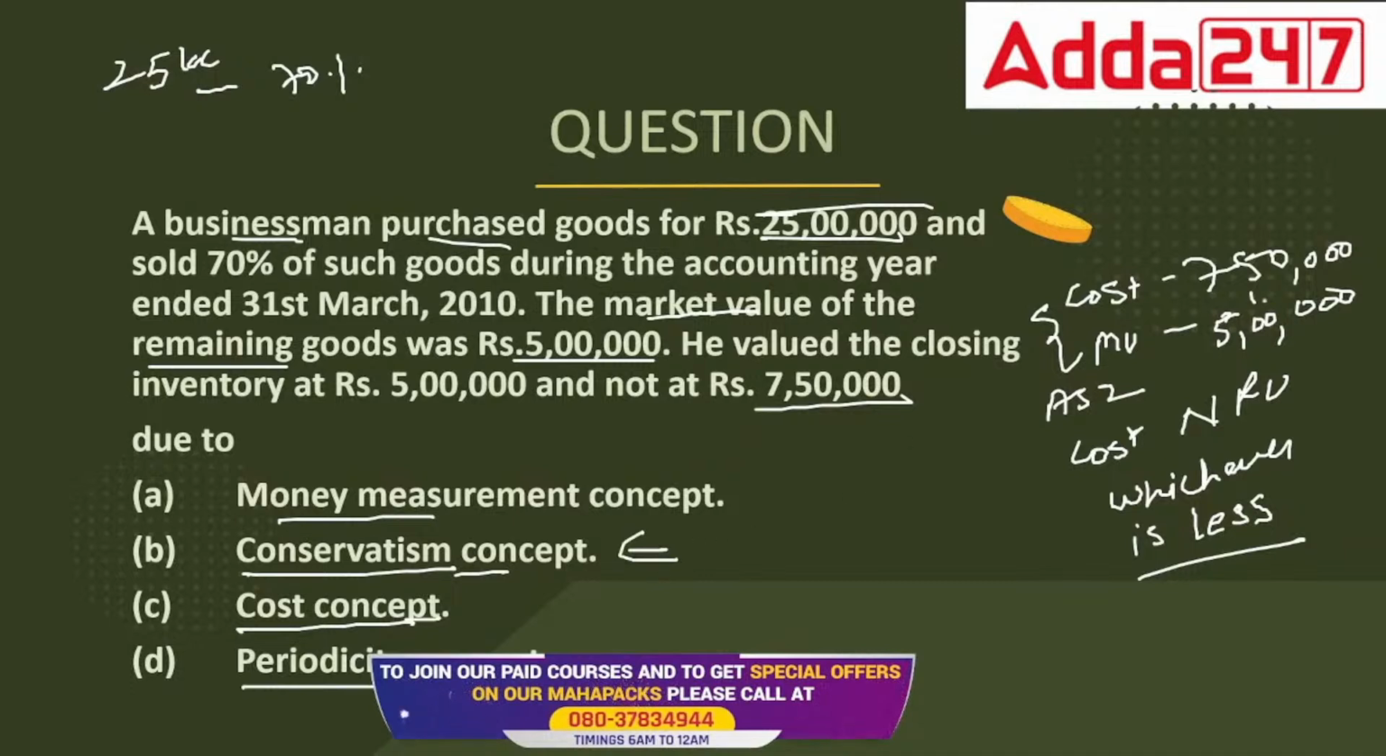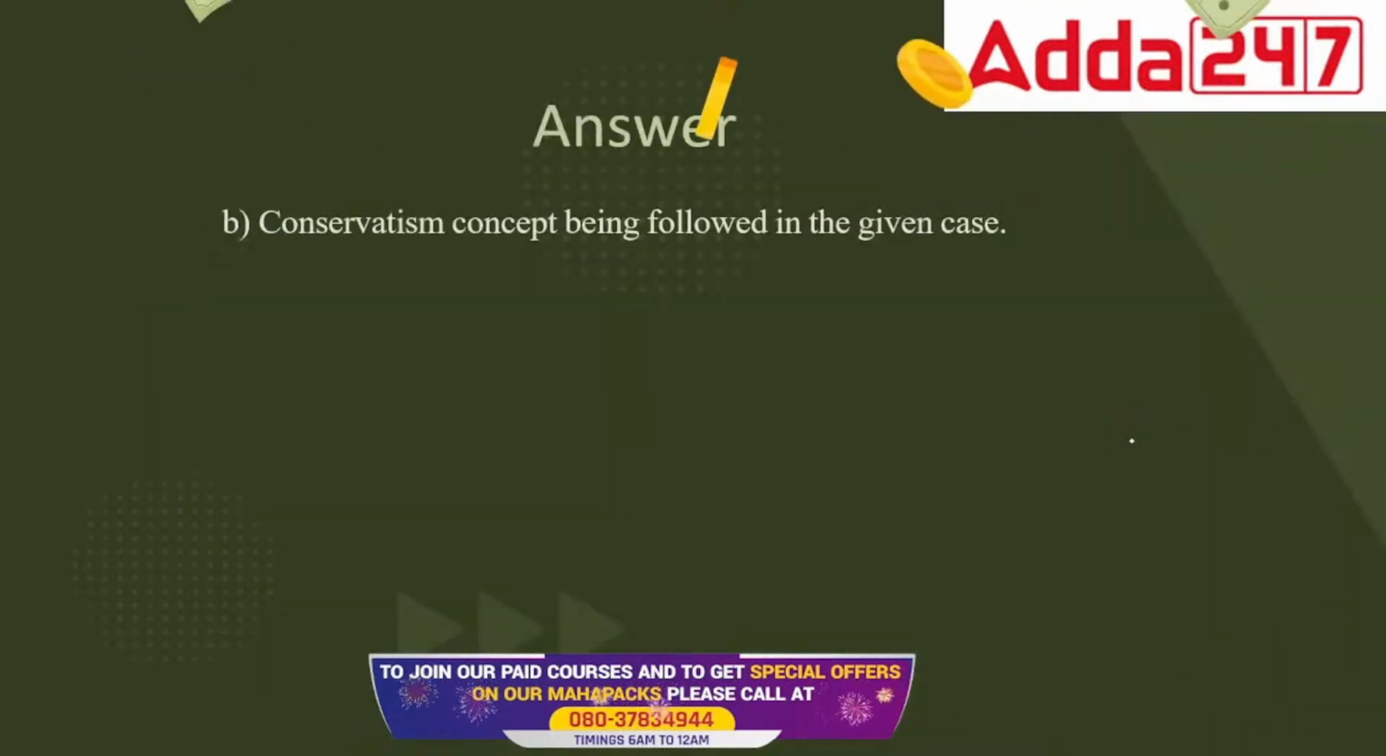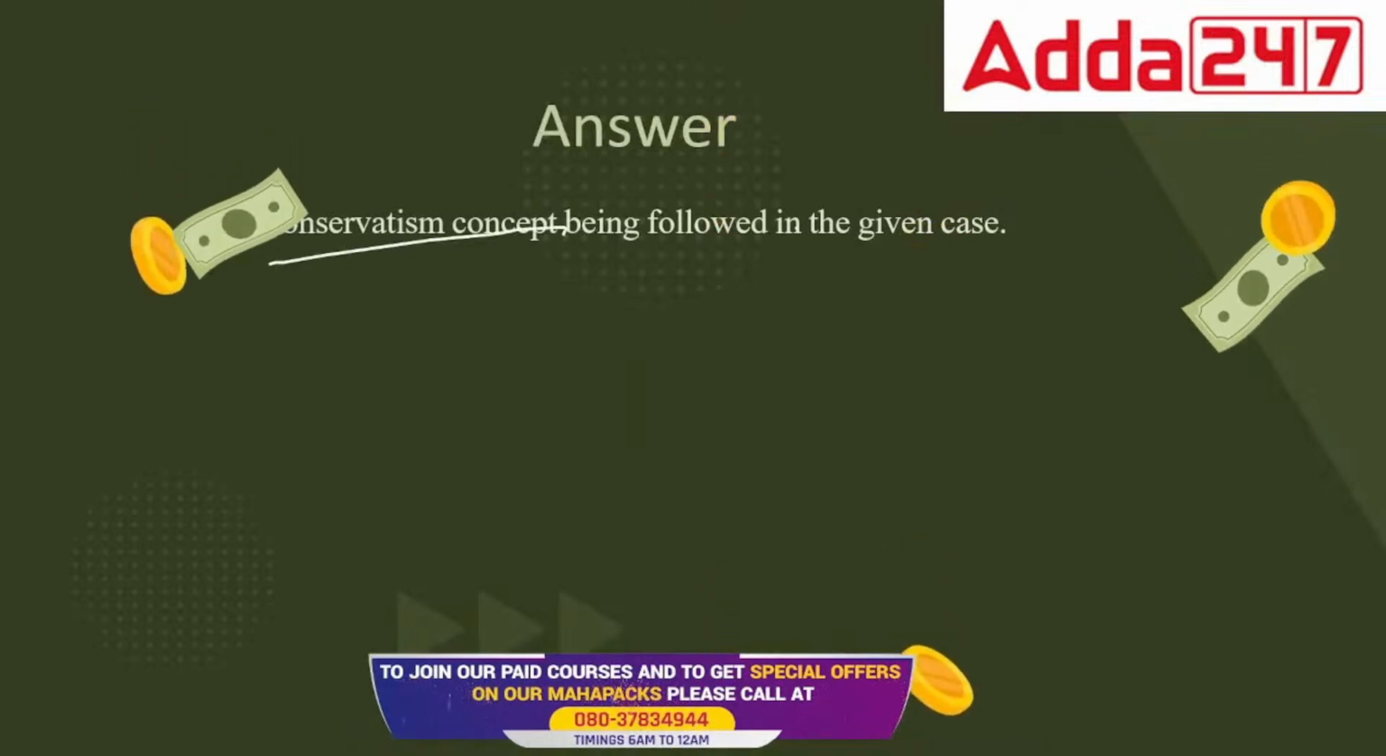We are too scared of recording something above the cost or above the true value, which will definitely mislead the people who are looking at the books of accounts. That would be wrong, to misguide them that we are having goods worth rupees 7,50,000 while the value has already declined to 5 lakh. It is the conservatism concept followed in this case.